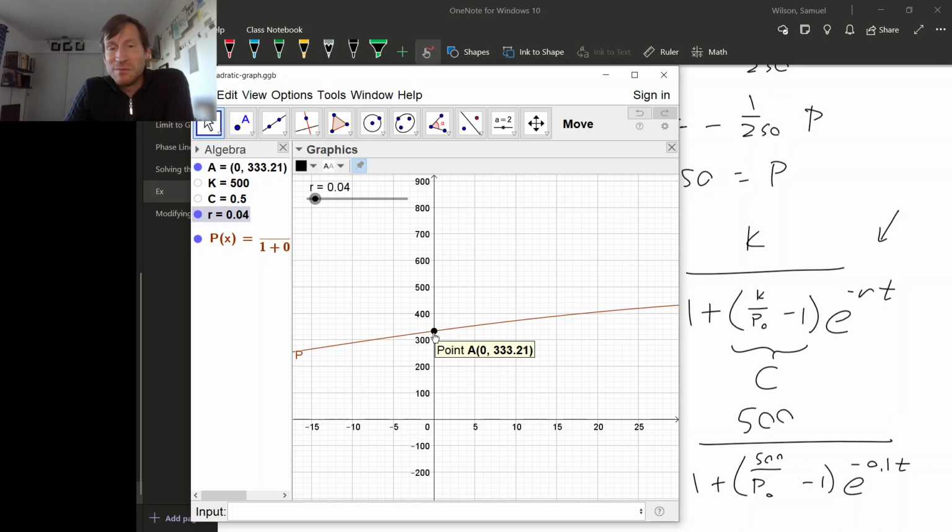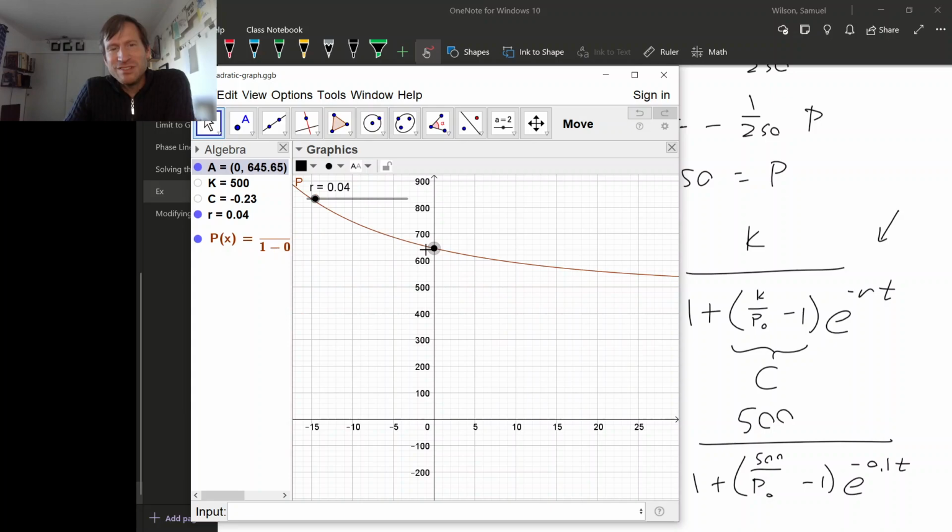Of course, if we make the initial value larger than the carrying capacity, we still get this die-off, but it's going to happen more slowly because the growth rate is lower.